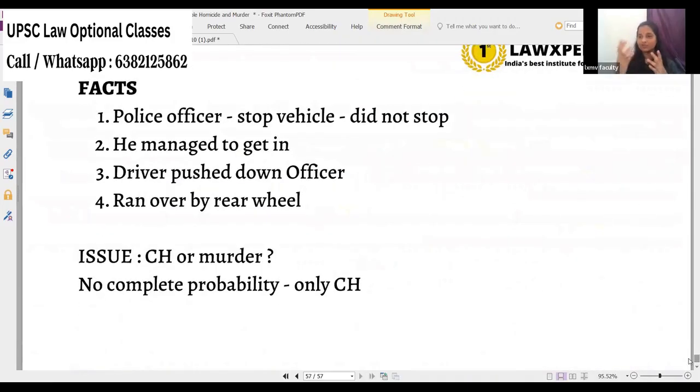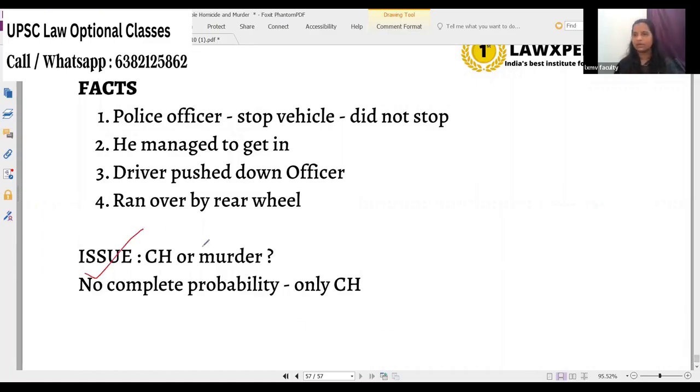Let me give you the facts of this case so you understand. There was a police officer who tried to stop a vehicle, but the person did not stop the vehicle. The driver was lethargic and he drove away a little bit. And the police officer somehow managed to get inside the vehicle and sit somewhere. But the driver pushed the police officer down. So he got inside the rear wheel of the van and he passed away at the moment. Whether the driver must be charged with murder or culpable homicide, that was the issue.